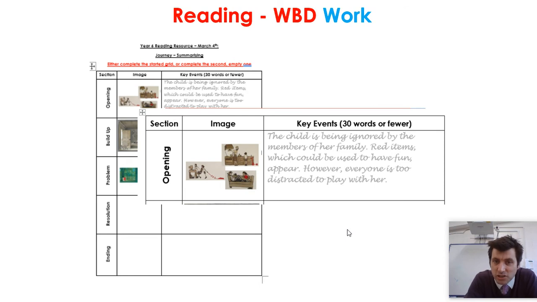So in this opening section, the child is being ignored by members of her family. Red items which could be used to have fun appear. However, everyone is too distracted or too busy to play with her. So I've done that in, I think, 29 words, maybe 30. And your job is to fill in each section of our grid. So build up, problem, resolution, and ending, and write down a 30-word summary for what happens within the story.